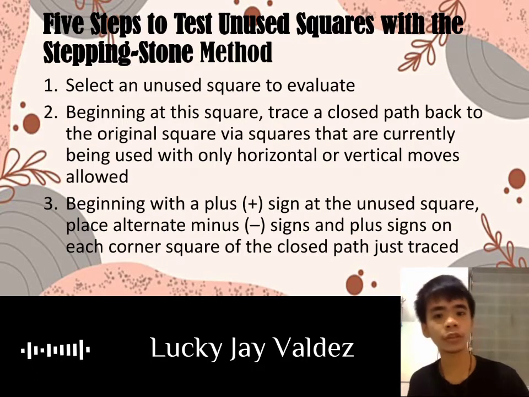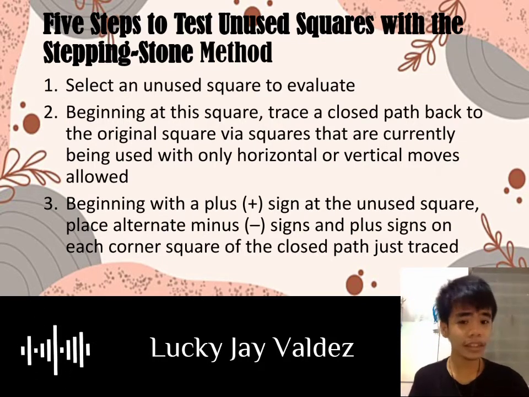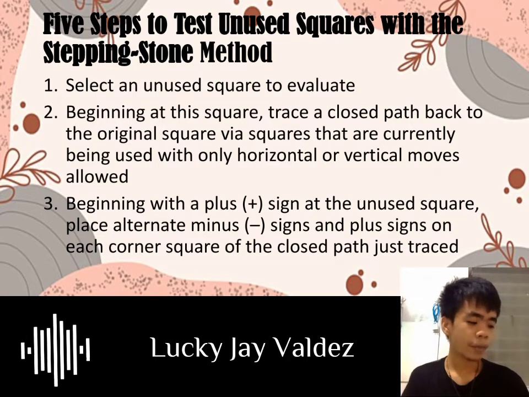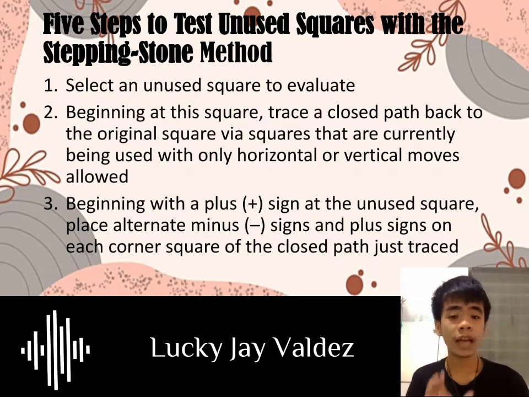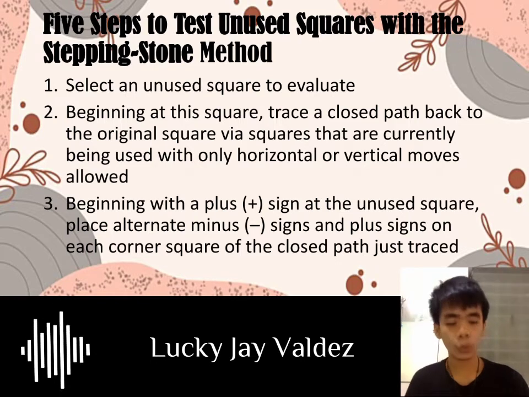Pero, I'll try my best to explain it further para mas maintindihan natin ng maayos. So, ang third step natin is kung nakapili na tayo yung 4 na squares na yon, kasali na yung unused table, beginning with a plus sign, yung sa unused table, maglagay tayo ng plus sign, and alternately, place minus signs and plus signs on each other squares of the closed path just traced.